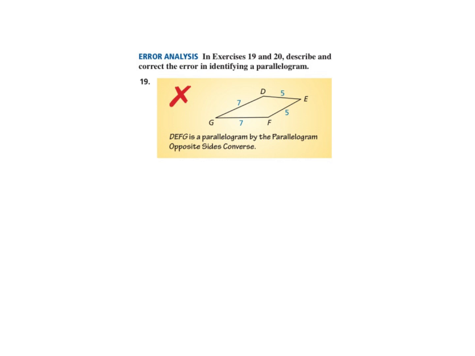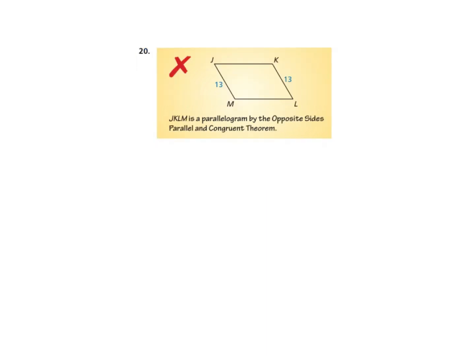All right, describe and correct the error in identifying the parallelogram. Okay, obviously it's not a parallelogram. It says by the opposite sides converse theorem. So number 1, not a parallelogram. Okay, it's a kite by definition, but we haven't covered that yet. So to correct it, number 1, it's not a parallelogram. That's the correction. What they did wrong was assume opposite sides.